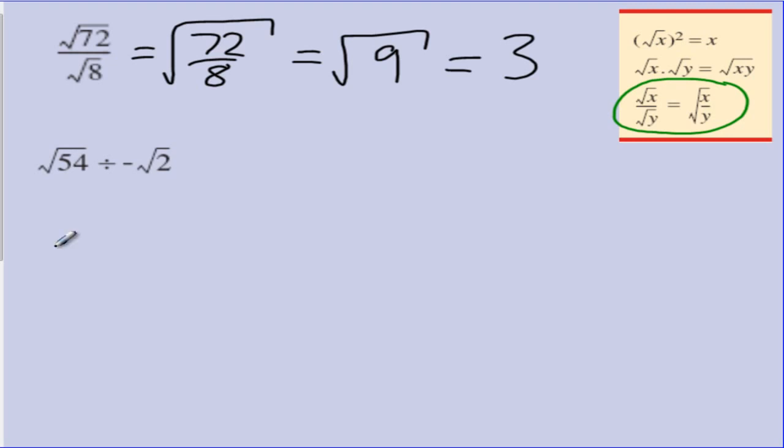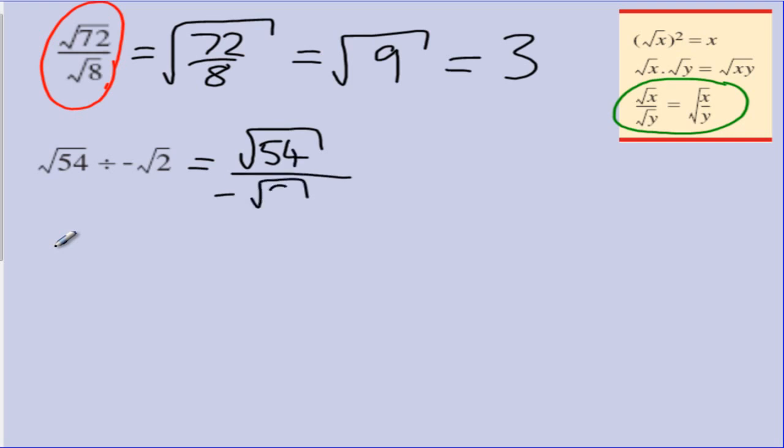Now, in this example, I find it much easier to do divisions of surds when they're written one over the top of another, like in the first example. That way I can match whole numbers to whole numbers and I can match the surds to the surds. So that's what I'm going to do with this one. I'm going to rewrite it as the square root of 54 over negative square root of 2.